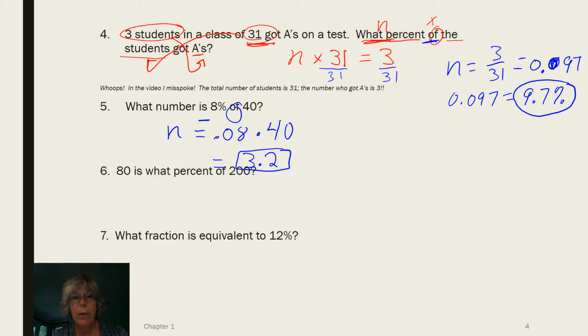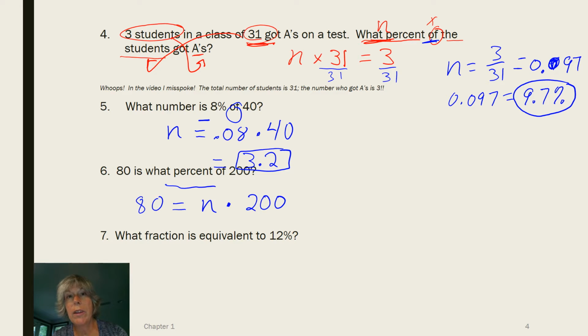Okay, let's try another one like that. 80 is, we'll put equals, what percent? Now I'm going to put n there. Of means times, and 200 goes next. So you just follow it word for word, filling in n when it says what number or what percent, filling in a times sign for of, and filling in an equal sign for is. So to solve this one, I'm going to have to divide by 200 to get n alone.